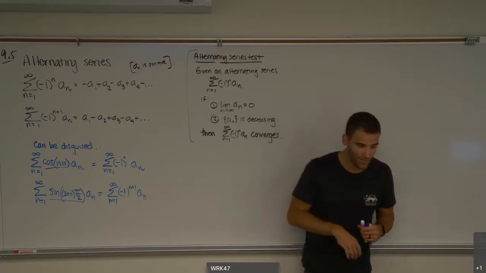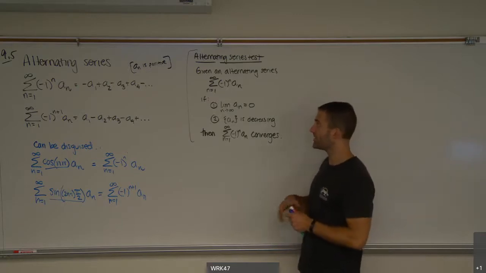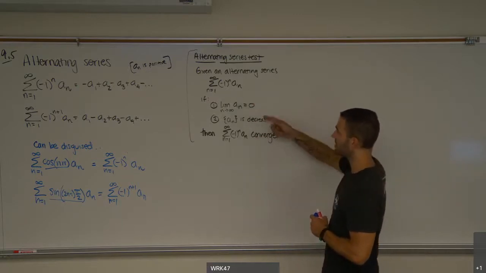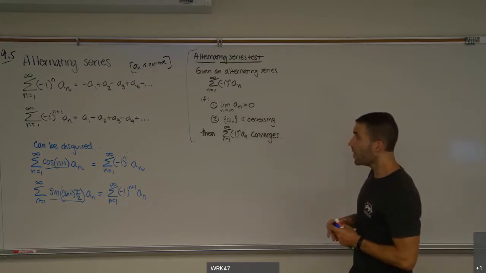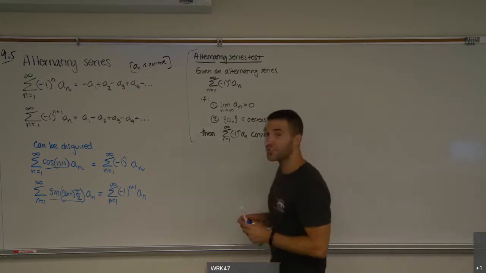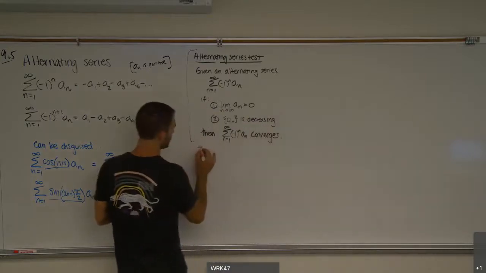If your series is alternating, all you need to know is that the sequence that is being alternated is going to 0 and getting smaller. Then it will converge. While this test is very easy, it has no conditions for divergence.